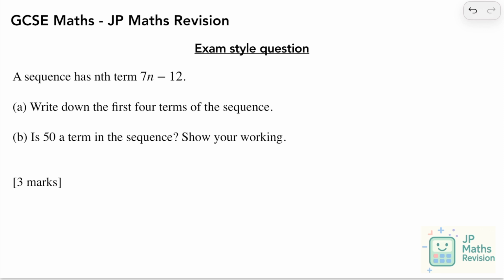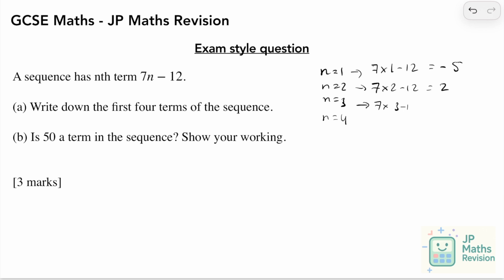Here's an exam style question. So it says a sequence has nth term of 7n minus 12. Write down the first 4 terms of this sequence. So what we're going to do to find the first 4 terms is sub in n equals 1, n equals 2, n equals 3, and n equals 4. So n equals 1, it's going to be 7 times 1 minus 12, which is minus 5. N equals 2, that's going to be 7 times 2 minus 12, which is 2. N equals 3, that's going to be 7 times 3 minus 12, which is 9. And n equals 4, we're going to do 7 times 4 minus 12, so 28 take away 12, that's 16.